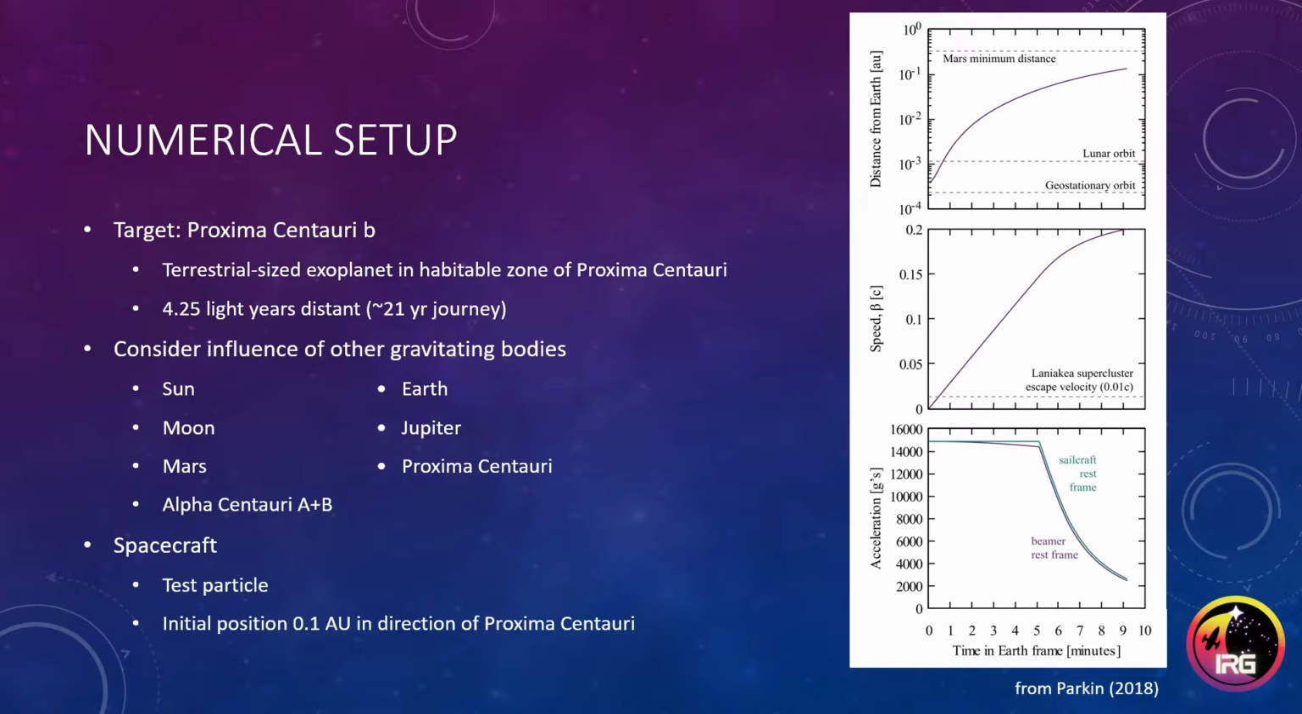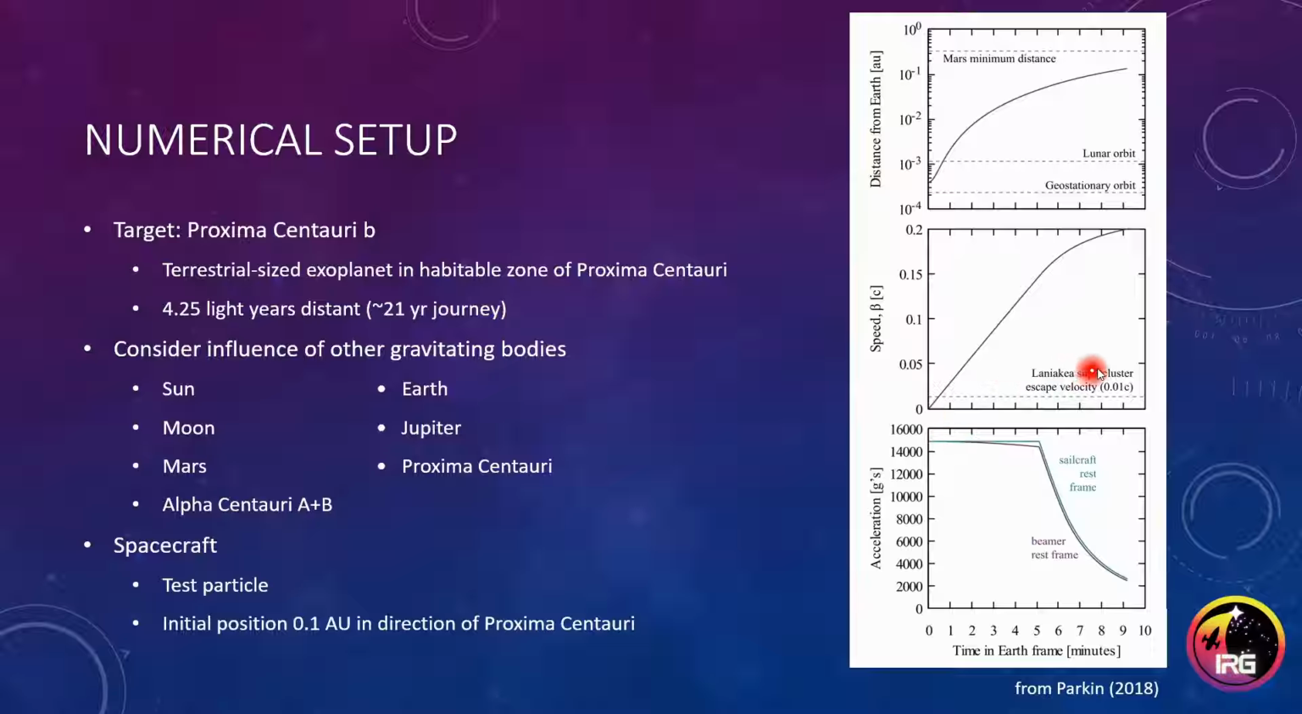So why 0.1 AU? These graphs come from Parkin 2018. This is in particular about Breakthrough Starshot, but it could apply to any relativistic spacecraft. Here you see the distance from Earth after the acceleration phase. It ends up at about 0.1 AU after the acceleration phase has ended. These other charts show the speed of the spacecraft approaching 0.2. Down here, the horizontal axis is in minutes, so you see that the acceleration phase is about 9 minutes. Here you see the acceleration starts out at about 15,000 Gs.